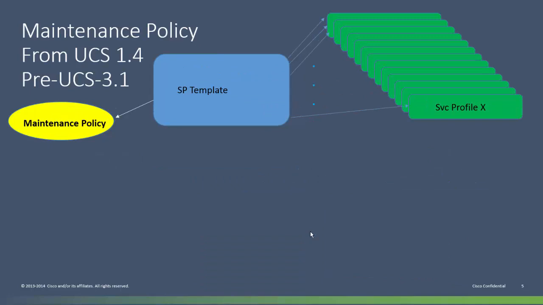Starting in UCS 1.4, maintenance policies were invented. So a maintenance policy typically is applied to a service profile template, or could be applied directly to a service profile that doesn't have a template. And we have these settings for the policy. Immediate is just the default action as if we didn't have a policy, as if it were pre-UCS 1.4.